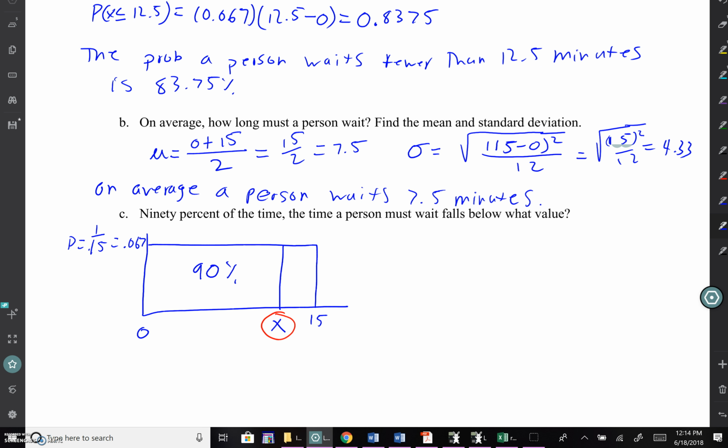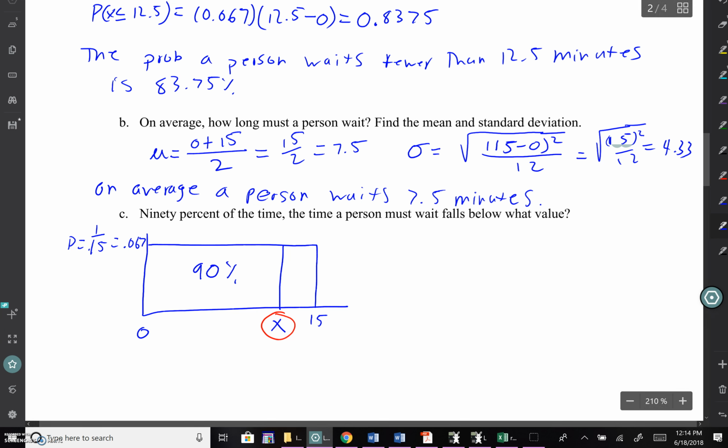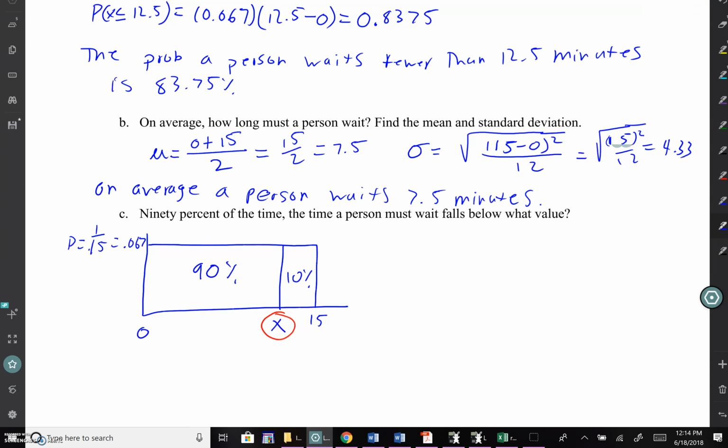To 10%? Yeah, because it says 90% of the time the person waits must fall below what value. So I just thought it was the little sliver, but I guess it's going to be the same. Well, the little sliver would be you're waiting more than that amount, right? So this 10% would be waiting more than whatever this X value is. So we can figure out the time. Actually, you could use both to figure it out. You could use either one to figure out your number. But we want the 90% to be the smaller amount of time that they're waiting.